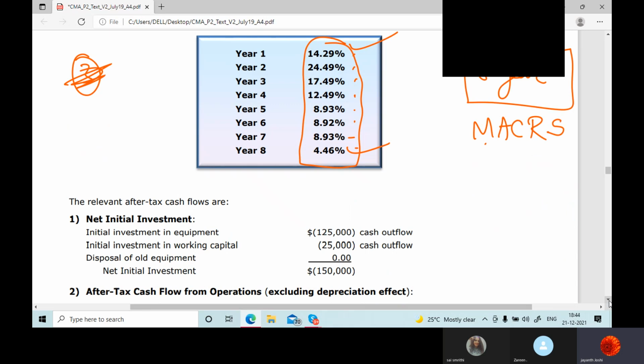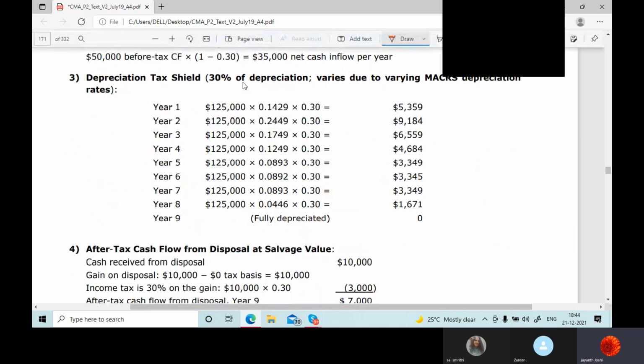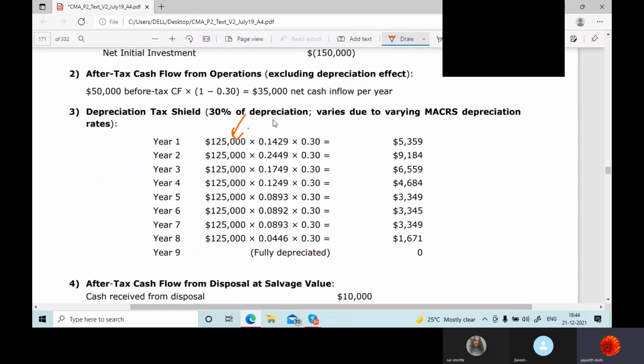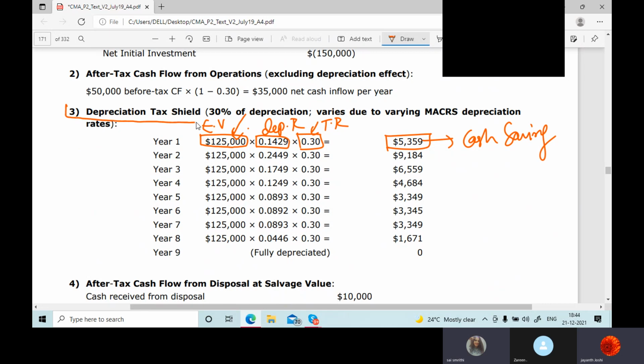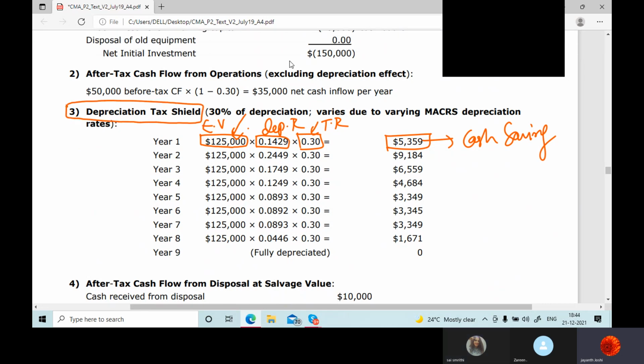and we would apply these depreciation rates to what? To the asset or equipment value. So this is my equipment value. This is my depreciation rate. This is my equipment value or asset value, and this is my tax rate. Altogether, I am getting the amount of depreciation tax shield. That means I have saved my taxes to the tune of $5,359. This is a pure cash saving to me. And I would give this the name depreciation tax shield. So please calculate this one.